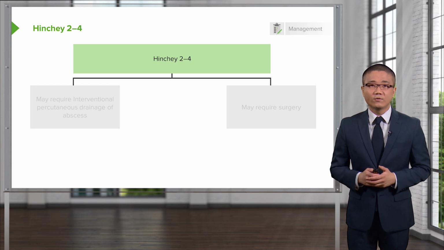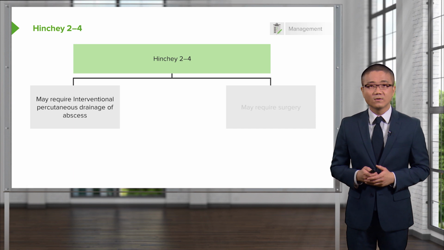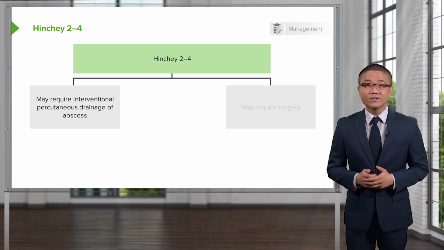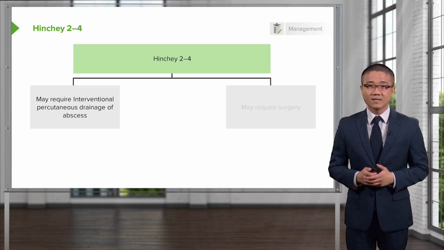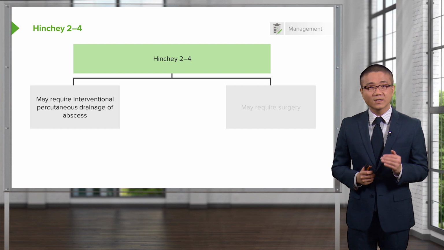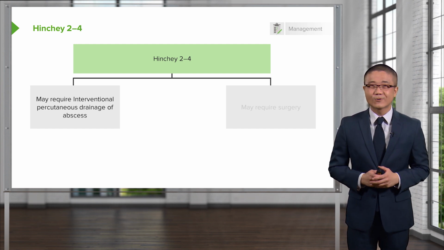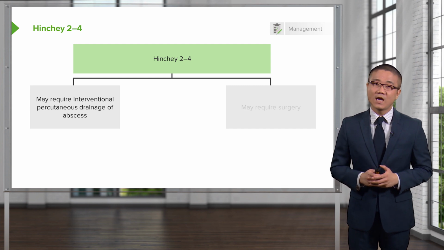How about Hinchey 2 to 4? Well, these are a little bit more complex than the Hinchey 1 patients. They may require interventional percutaneous drainage of the abscess. Recall that Hinchey 2 will have a pericolonic abscess formation. These abscesses, unfortunately, have very poor antibiotic penetration. And for us to get surgical source control, usually we have to call a radiologist.